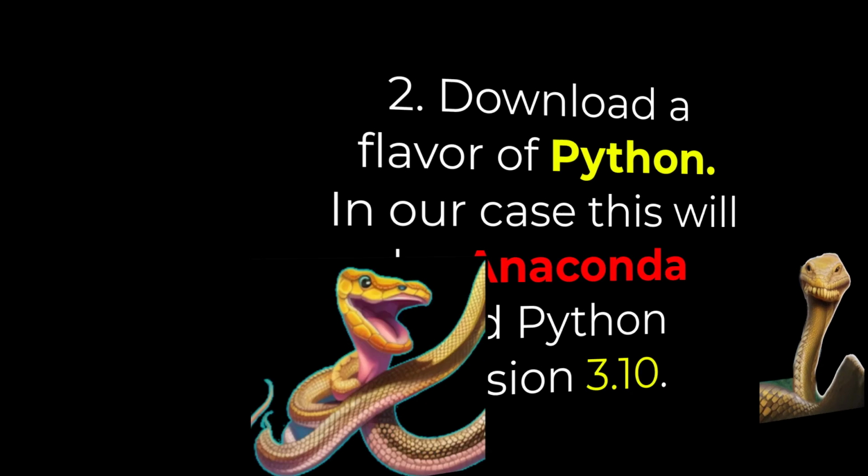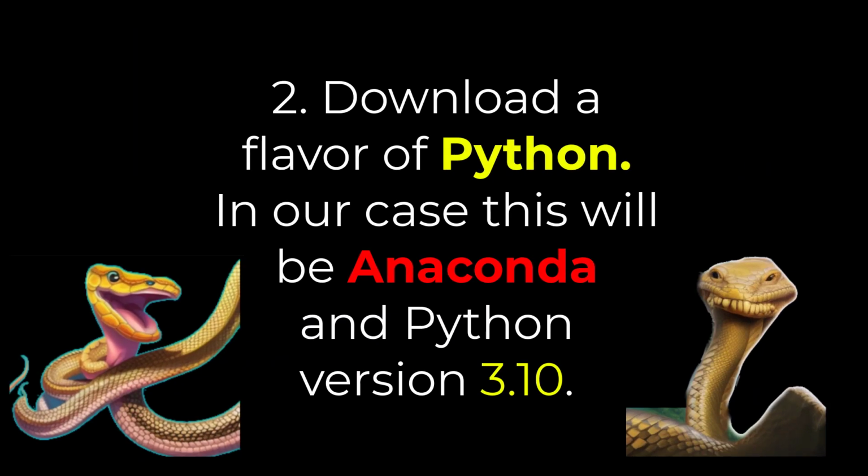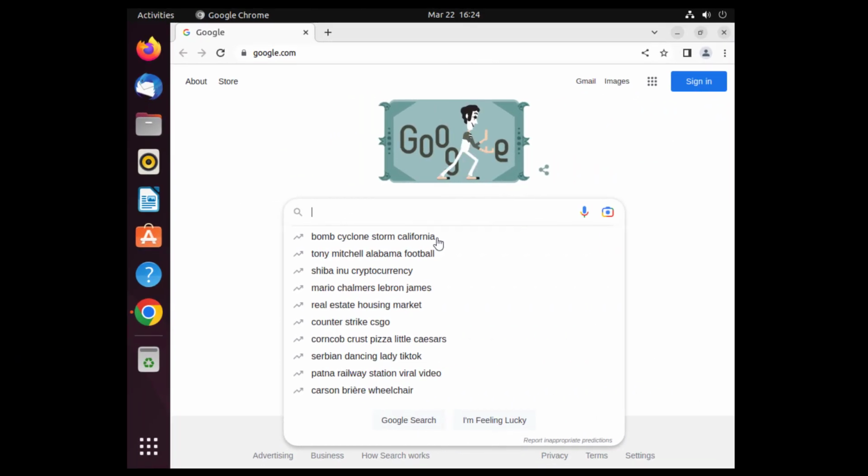Okay. 2. Download a flavor of Python. In our case, this will be Anaconda and Python version 3.10. Now, the first thing we're going to need is some flavor of Python. And one of my favorites, and actually I kind of got this from my supervisor because that was his favorite, is Anaconda. And the current version that you'll get if you install the latest, greatest Anaconda is Python 3.10.